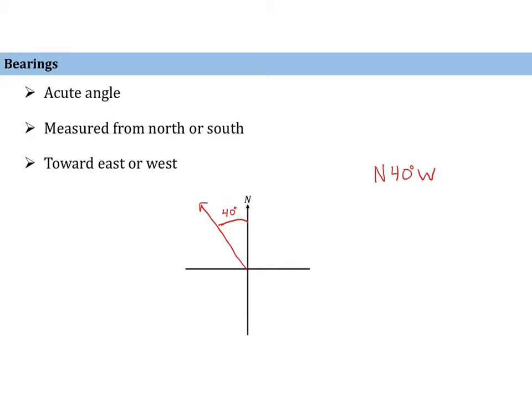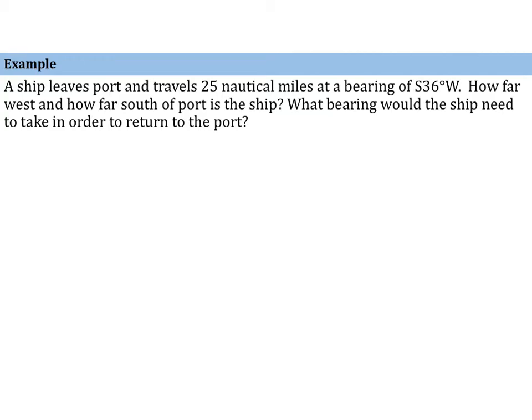Notice the angle is always measured from north or south. We never write east 30 degrees north. That's never done. So let's take a look at an example.